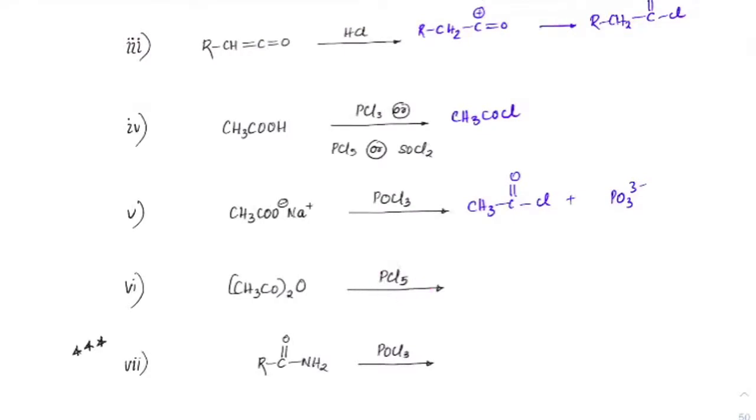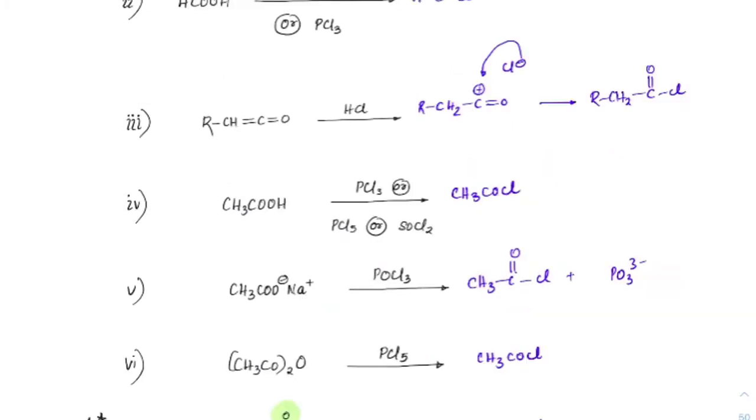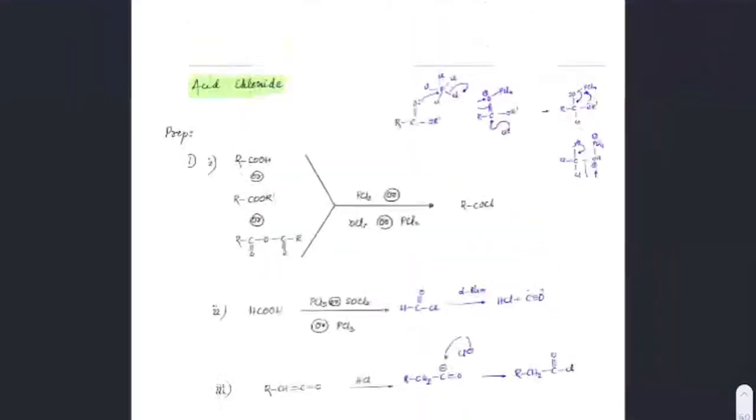With PCl5 and anhydride, we will get acid chlorides, CH3COCl. Here with amides, this is important. With amides, we will see dehydration is more favored. So it will undergo dehydration to give RC triple bond N. Okay, so dehydration is more favored. So these are the preparations of acid chloride reactions.